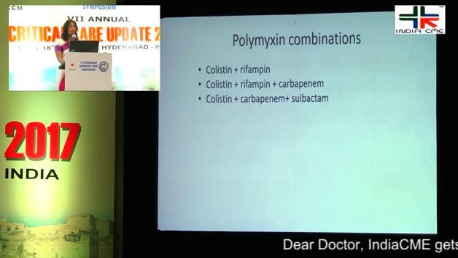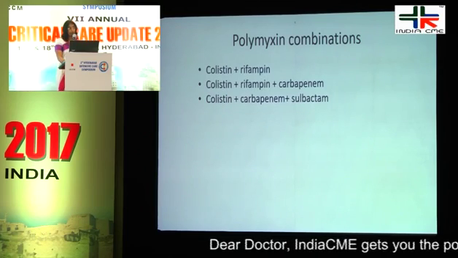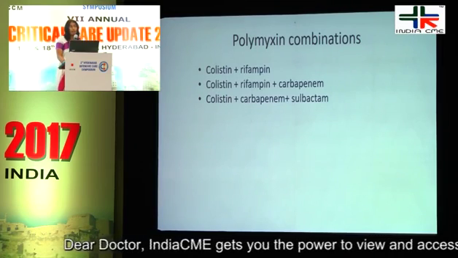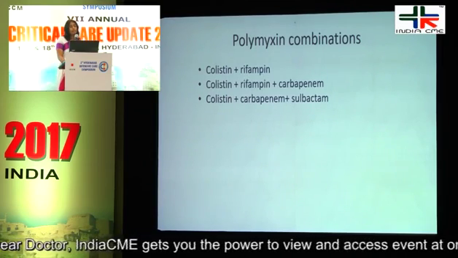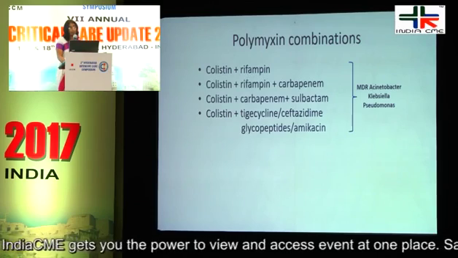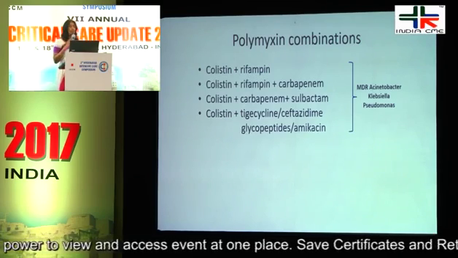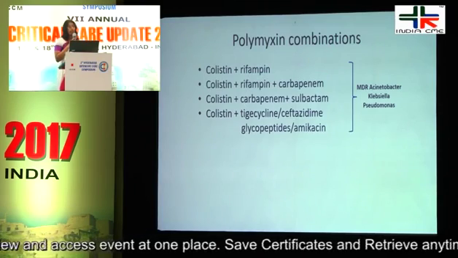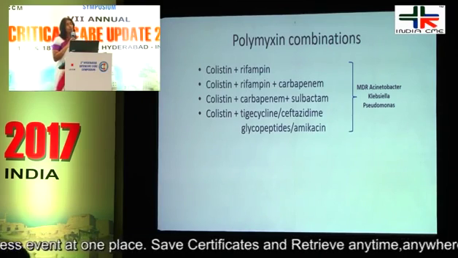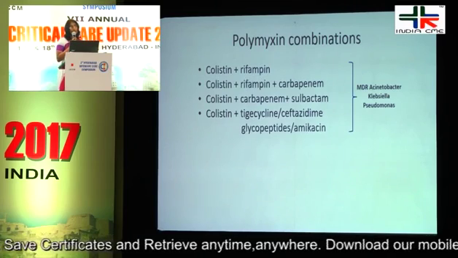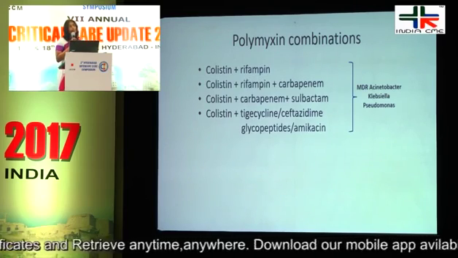Now, what are the various polymyxin combinations? Colistin can be combined with rifampicin and a carbapenem, or colistin plus a carbapenem and a sulbactam. Colistin can also be combined with tigecycline, ceftazidime, glycopeptides or amikacin. I say carbapenem, but it is notable that my earlier speakers always used meropenem in combination with colistin. Now, there is some data to back that.